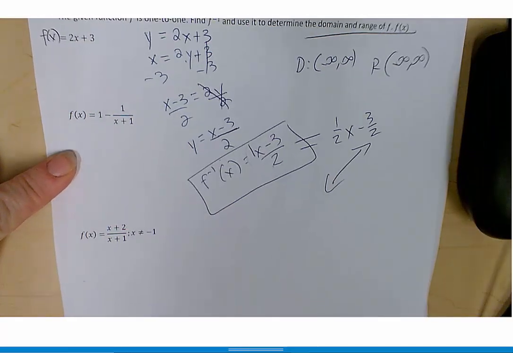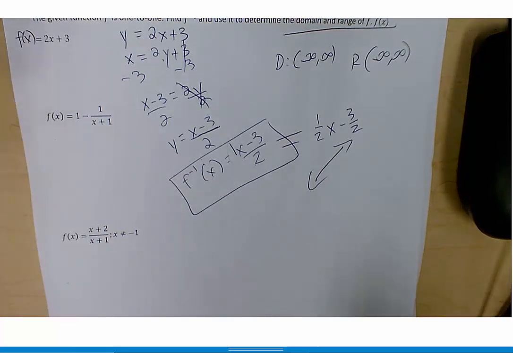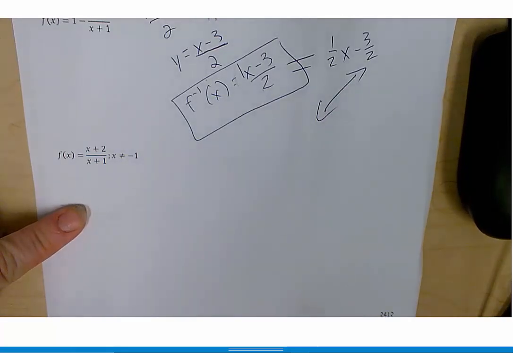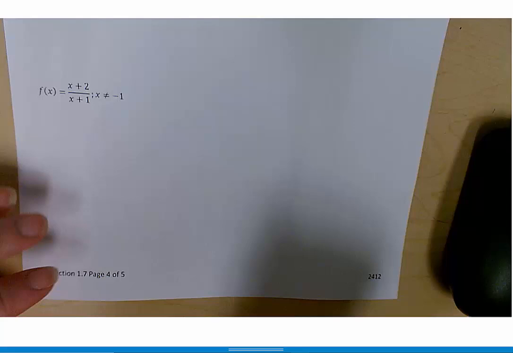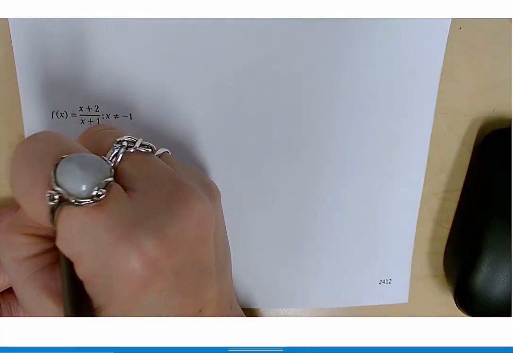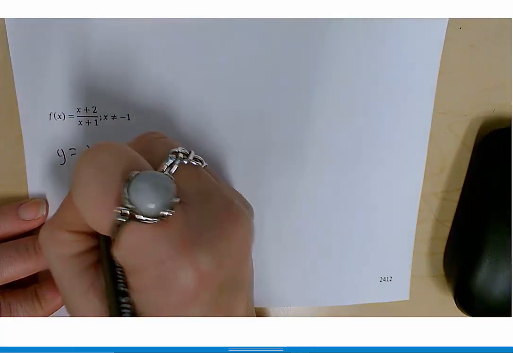I'm going to skip the second example here. You can work that one on your own to test yourself. I am going to do this example here at the bottom. So let's go ahead and find the inverse of this function. Step 1, replace f of x with y.